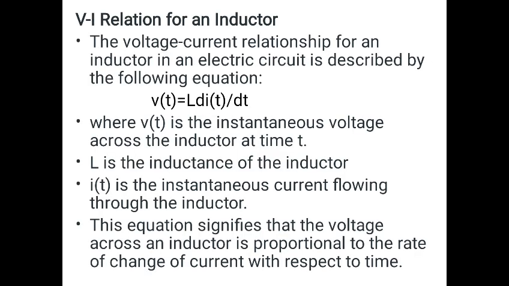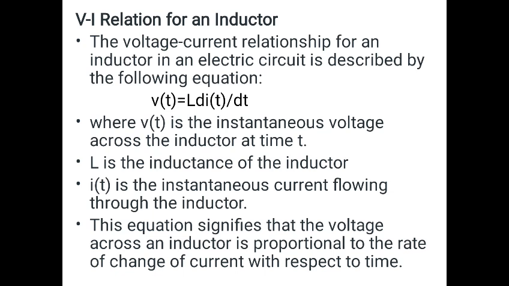Voltage current relation for an inductor. The voltage current relationship for an inductor in an electric circuit is described by the following equation, where v(t) is given as L di/dt, where v(t) is the instantaneous voltage across the inductor at a time t, L is the inductance of the inductor, and i(t) is the instantaneous current flowing through the inductor.